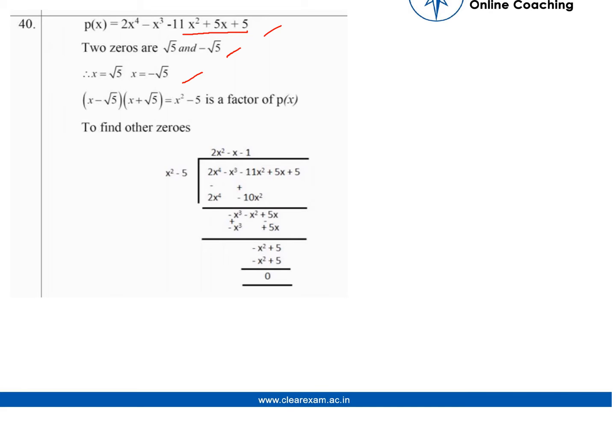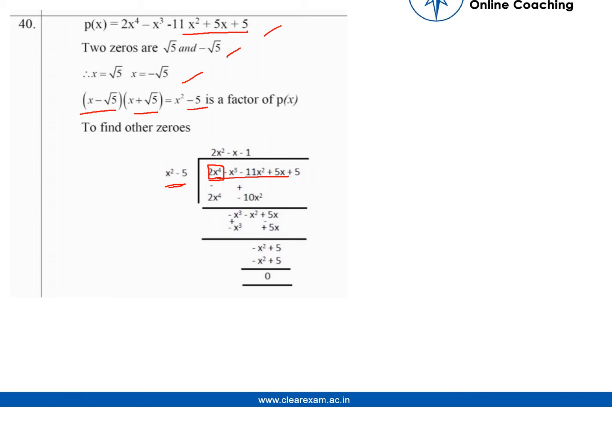So we have to find the other zeros. We have x − √5 and x + √5, and when we multiply these two, we get x² − 5, which is a factor. So when we divide this whole polynomial by this, first we try to make this value 0, 2x⁴. We have to make this value 0.